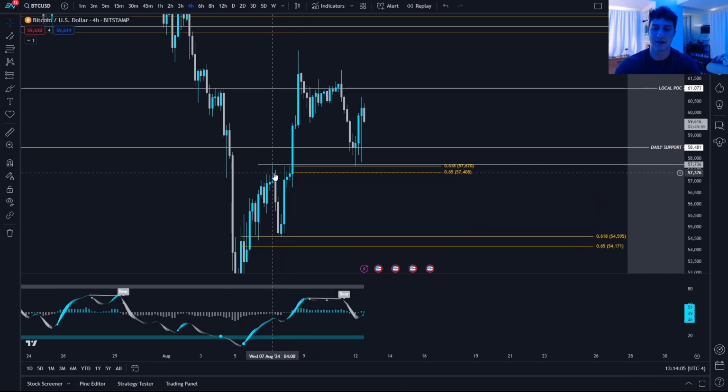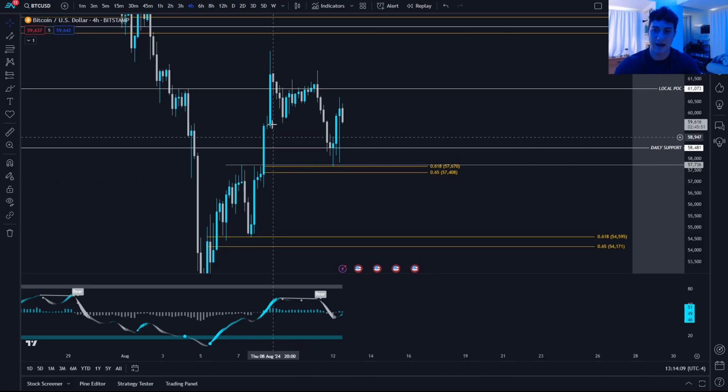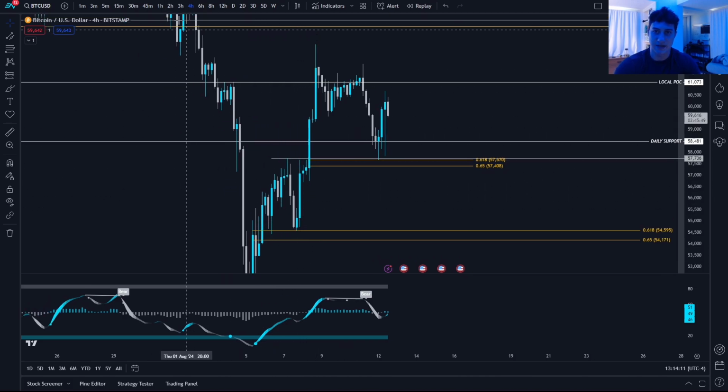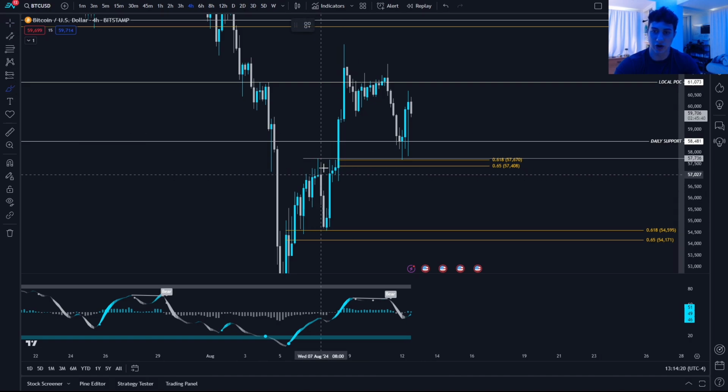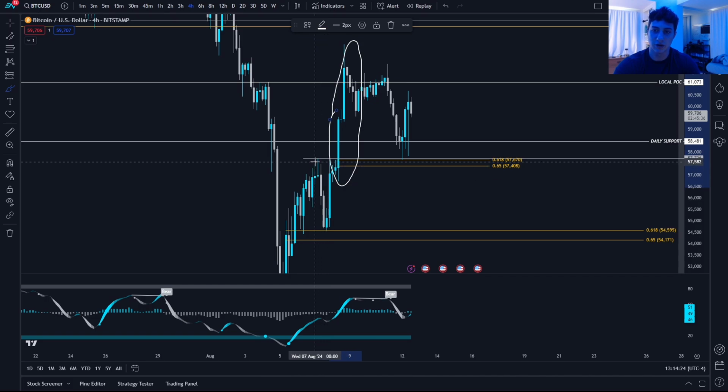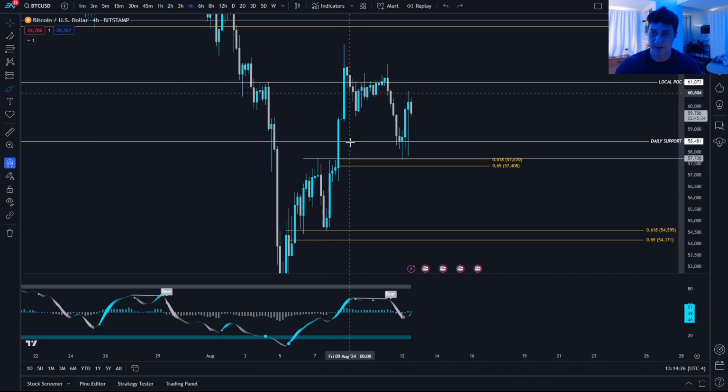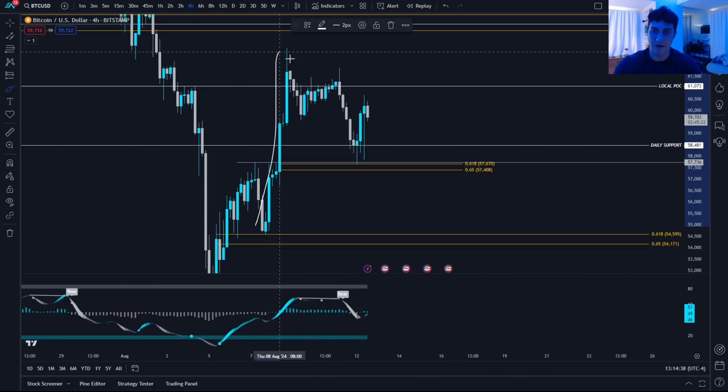You can clearly see this is a structure break, a break of structure to the upside here on the 4-hour time frame. And we know that this is a clear structure break to the upside because we are seeing multiple bullish candles closed above this high with displacement. Displacement meaning fair value gaps, a strong close above this high. So we call this a breakout and retest.